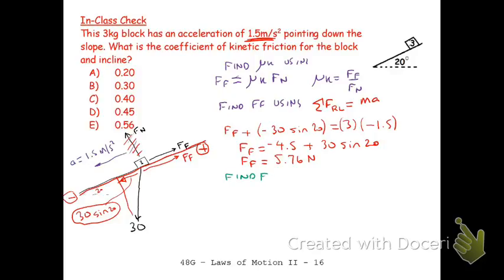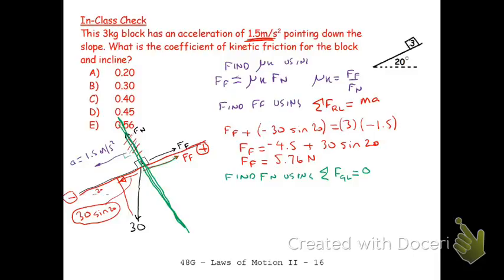Find Fn using the sum of the forces along the green line equal, don't want to deal with FF, I'm going to do my green line. Am I accelerating along that green line? No. Is there any component of my acceleration along that green line? No. Because at 90 degrees to it. So I have no acceleration. Equals 0. Not MA.